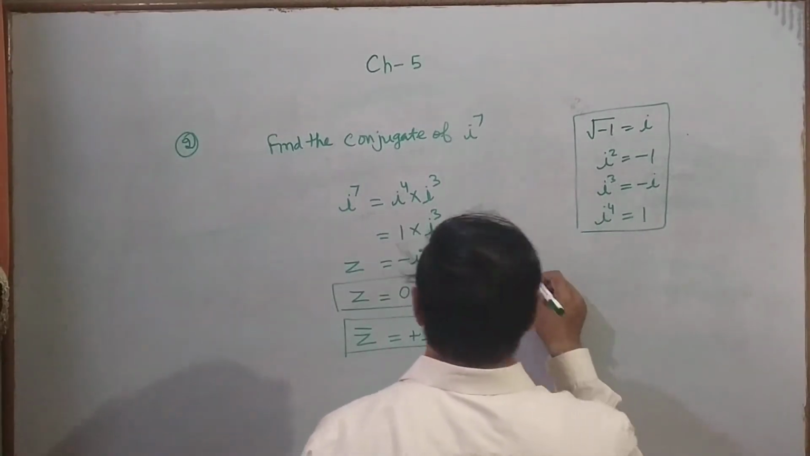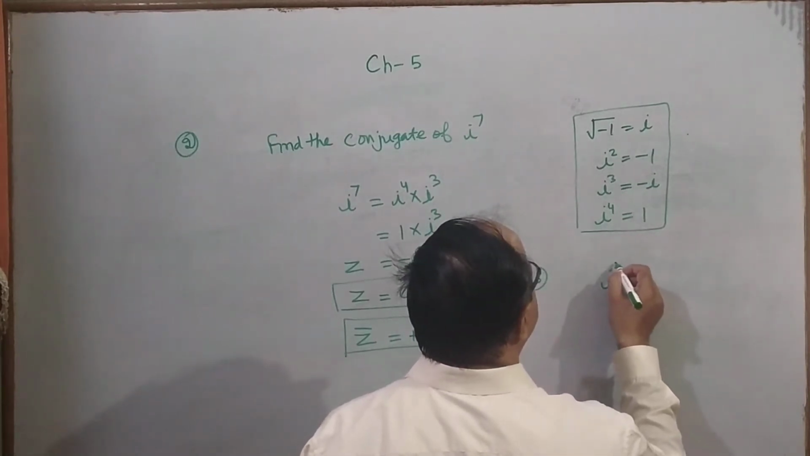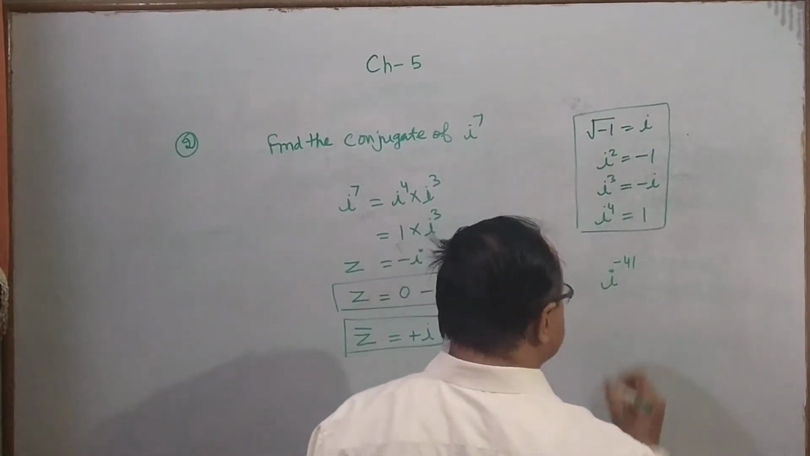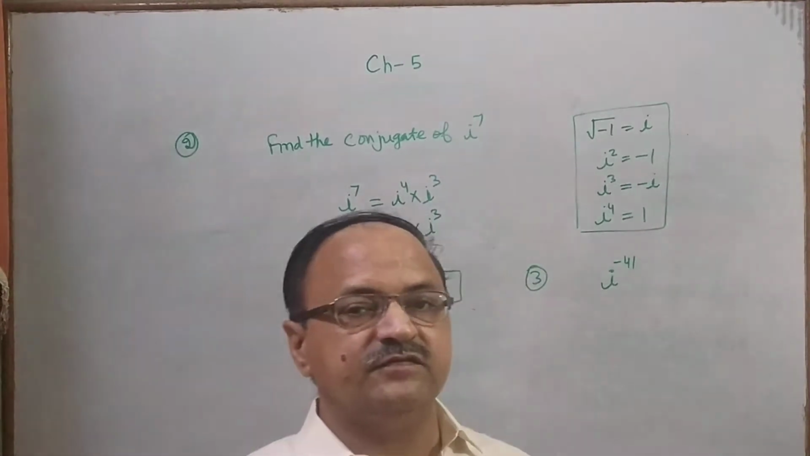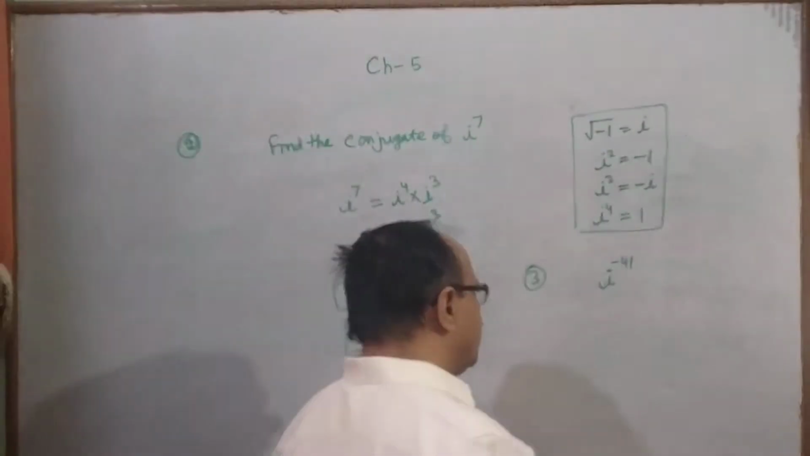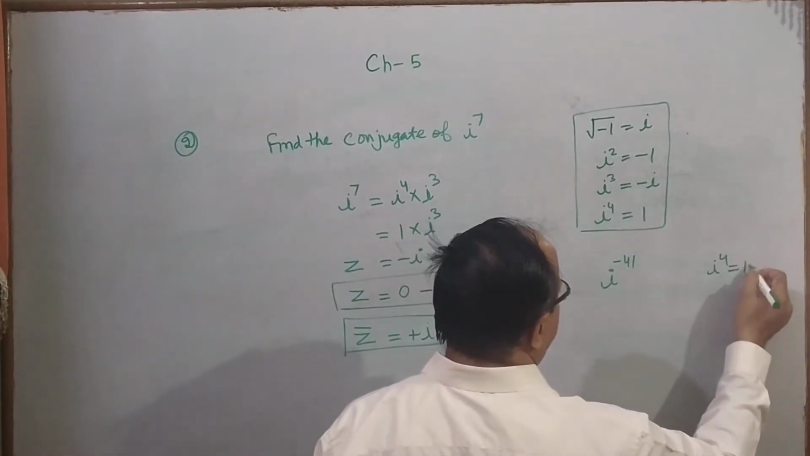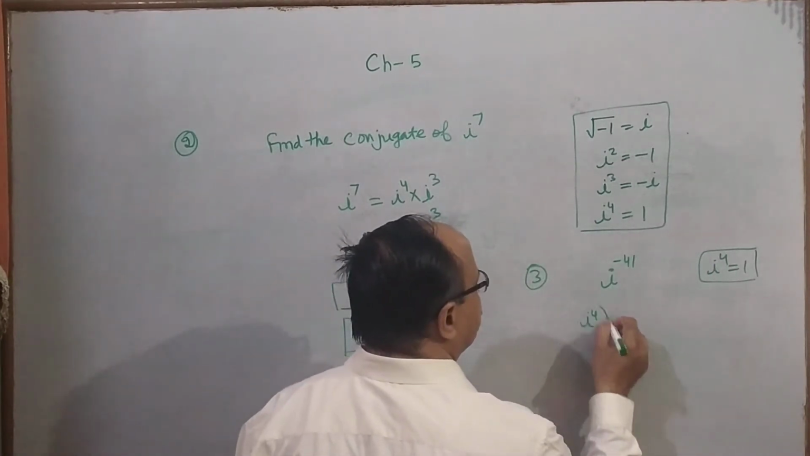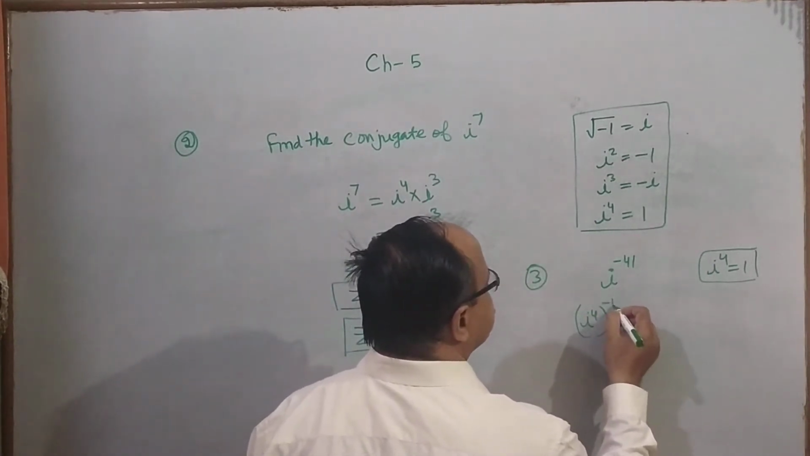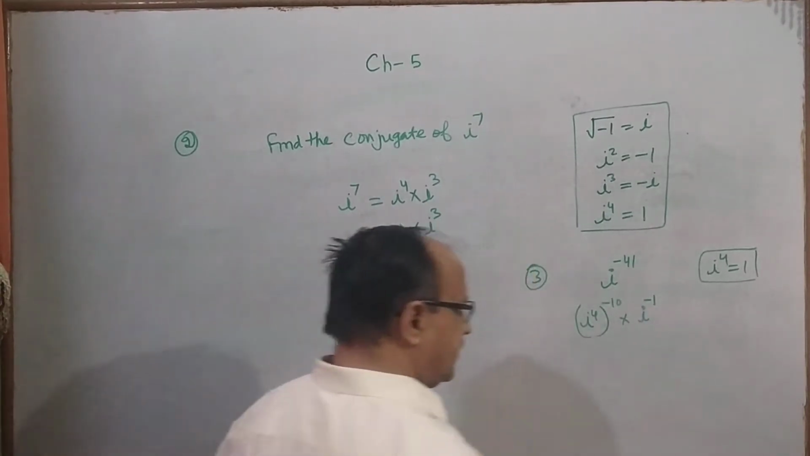For example, you want to find the value of iota to the power minus 41. You want to find the value of this. So can you convert this in the form of iota to the power 4 is equal to 1? You can write iota to the power 4 whole to the power minus 10, and that is iota to the power minus 1. Can you write like this?